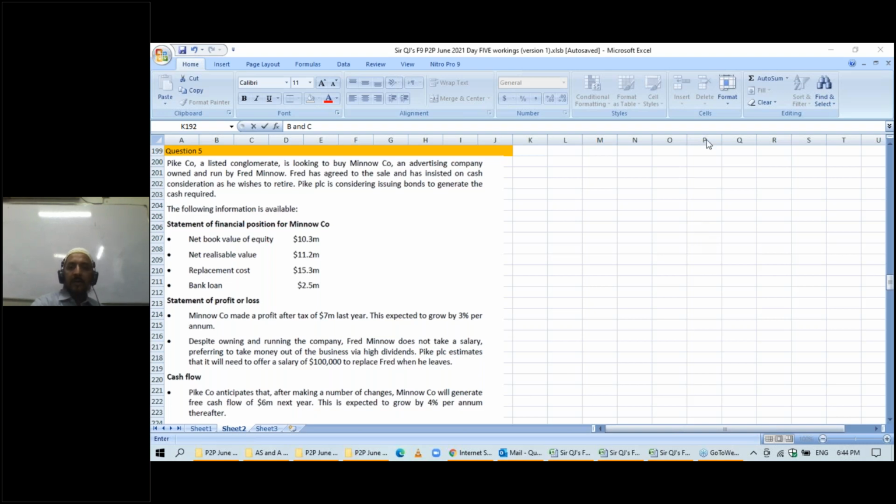Okay, why was B correct? B was correct because they are saying that the dividend in case of a convertible preference shares will be lower compared to the normal preference shares.